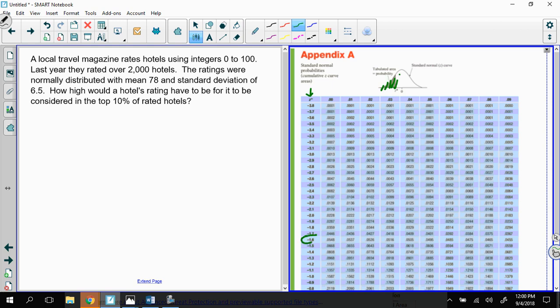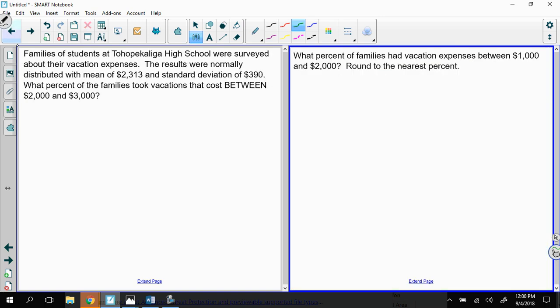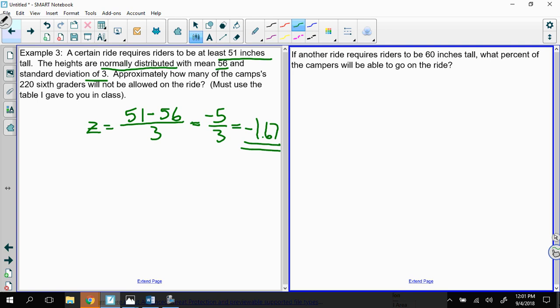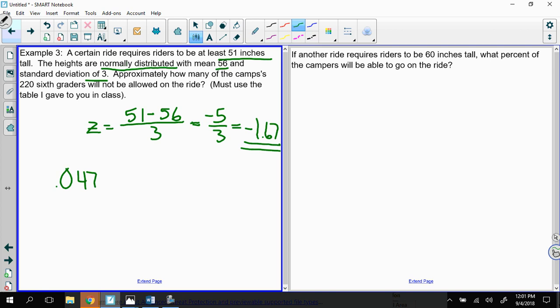So if I come down here to negative 1.6 and go over to 0.7, wherever those intersect, that's the percentage of students below the 1.67 standard deviations. So we're looking at 4.75% of the 226 kids that would not be able to ride the ride. So if I go back here, 4.75, we said was 0.0475, there were 226 students. So when I multiply those out, that's about 10.5 students not being able to ride the ride. So maybe 10, maybe 11, somewhere around there.